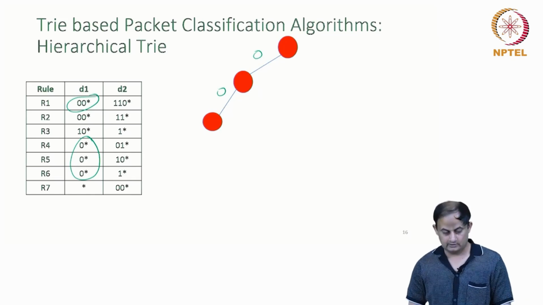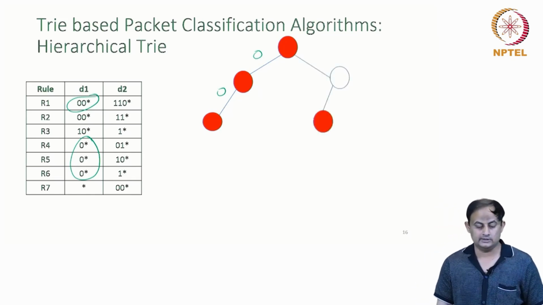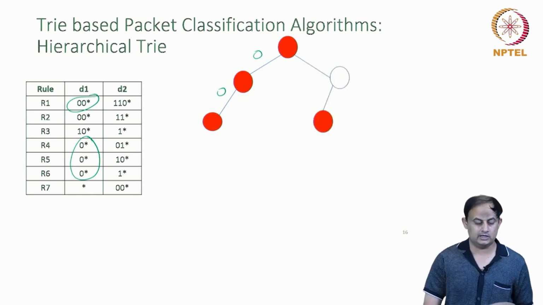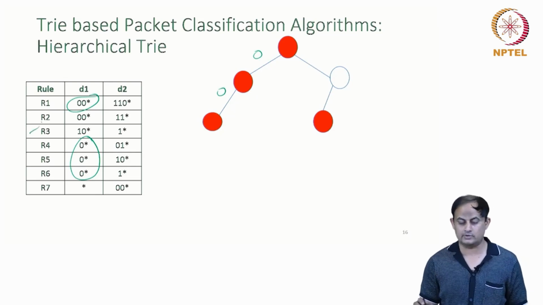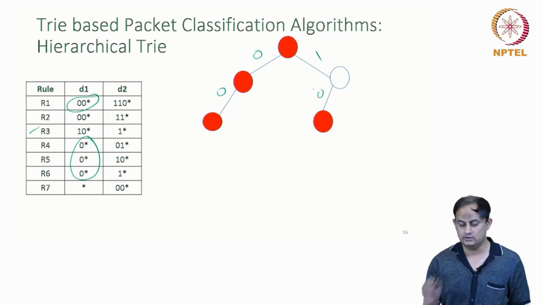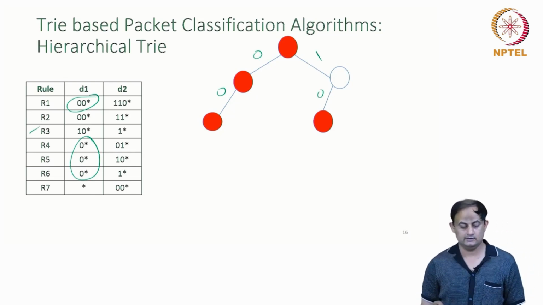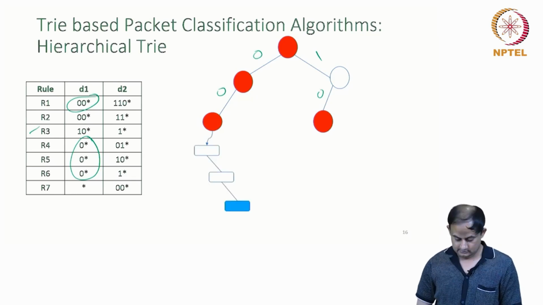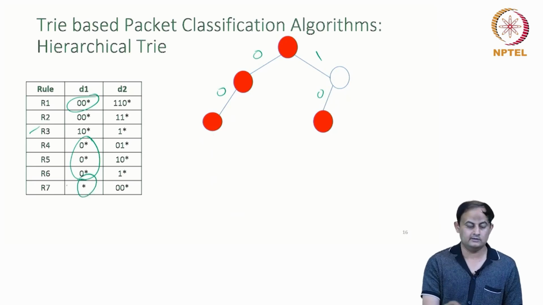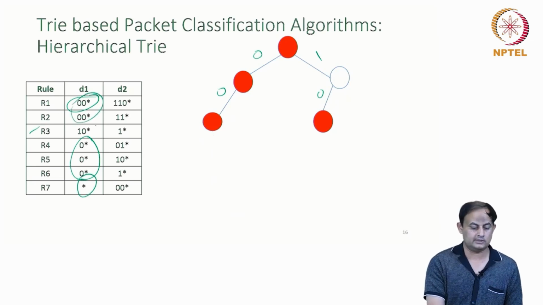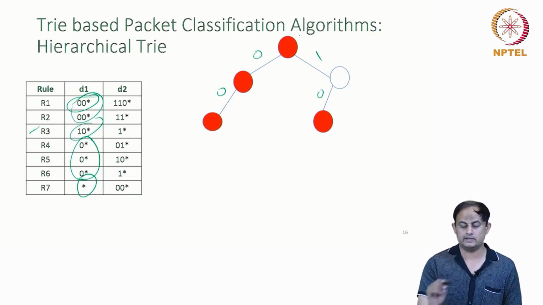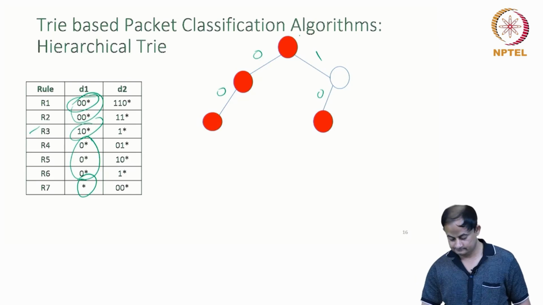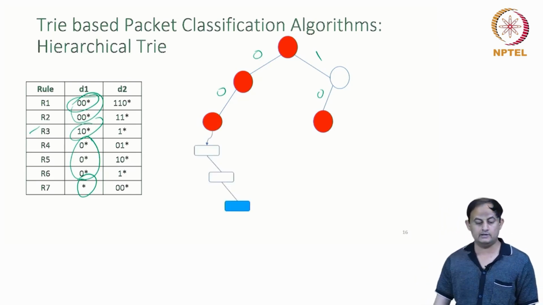And what is the other combination I got? The other combination is 1 0 star, which is in rule number R3. This is 1, this is a 0, and this node is highlighted. Is that the only thing that you got? Okay, 0 0 star is taken care of, 1 0 star is taken care of, 0 star is taken care of, and star is taken care of, because this is the node indicating the star, the root node itself. So now let's go to the second level.